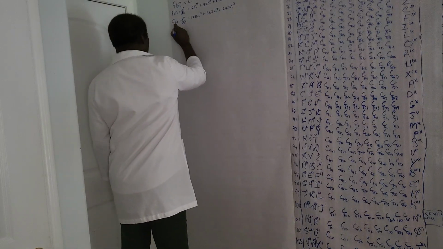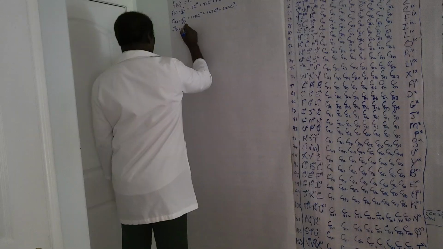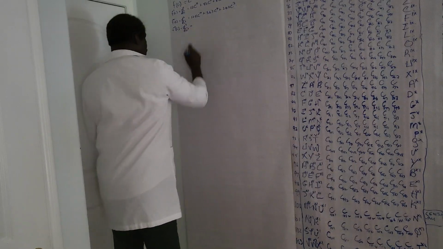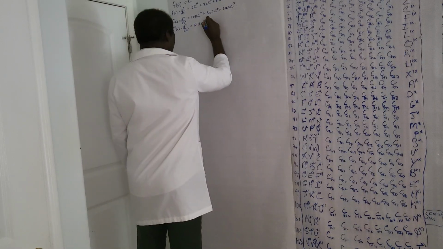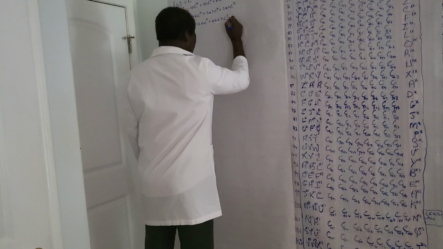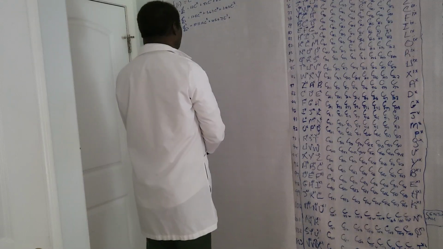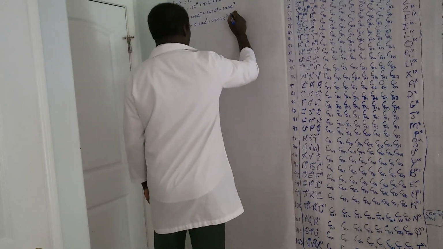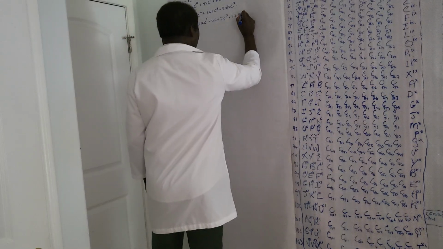And for f triple dash of C, that will be equal to d cubed by dc cubed, and that will be equal to 10 times 11 times 12 C to the 9 plus 4 times 5 times 6 times 7 C cubed plus, something doesn't look right here, 2 times 3 times 8 C to the 1.